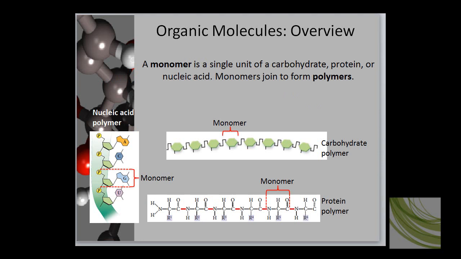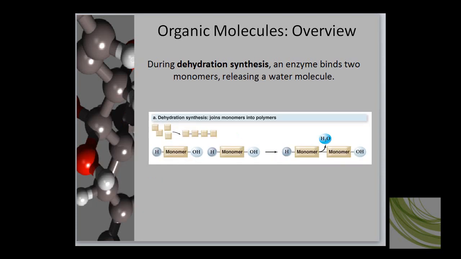Monomers, organic molecules. A monomer is a single unit of a carbohydrate, protein, or nucleic acid. When they join together, they become polymers. So here is a protein polymer, and one of these structures is a monomer. Each one of these individual hexes for carbohydrates is a glucose. Each glucose is a monomer, but when you put a chain of them together, you get a polymer. That's the difference between the two words.